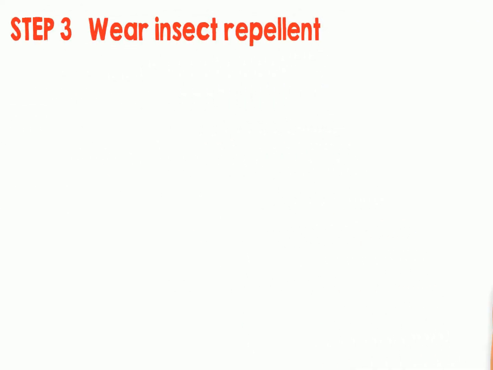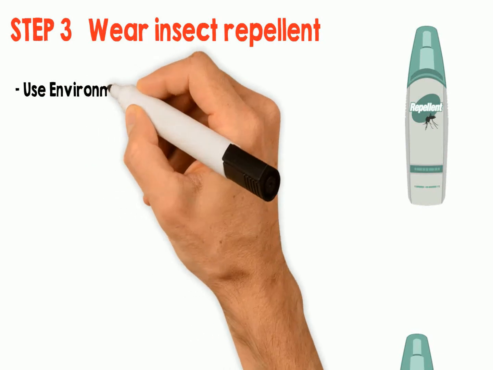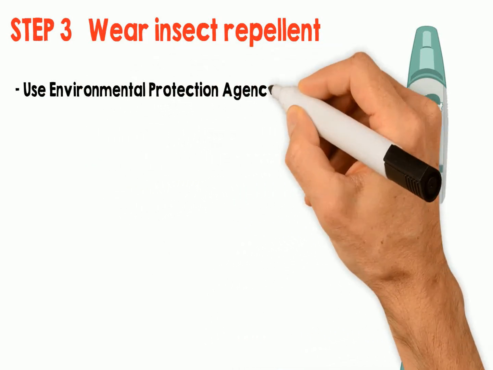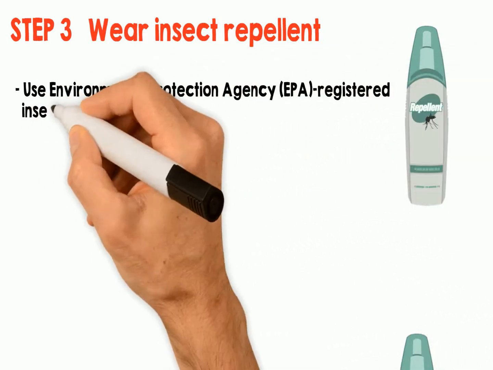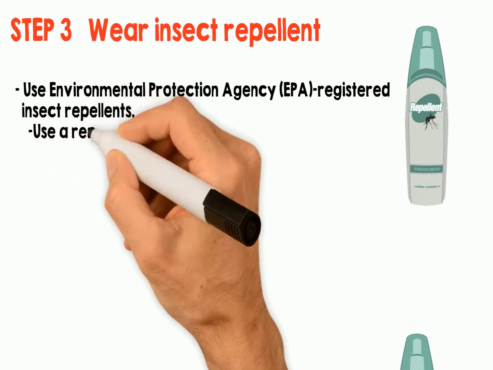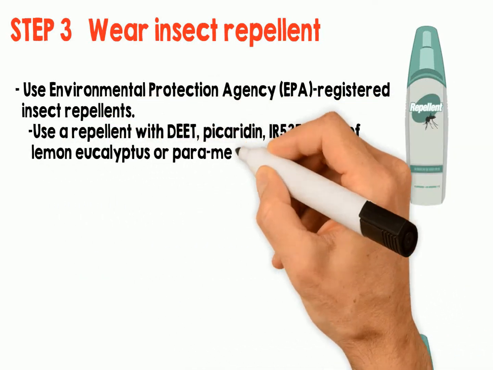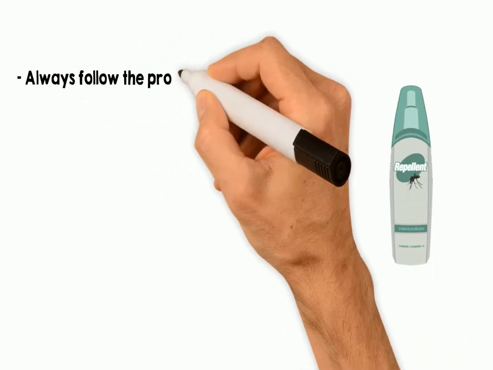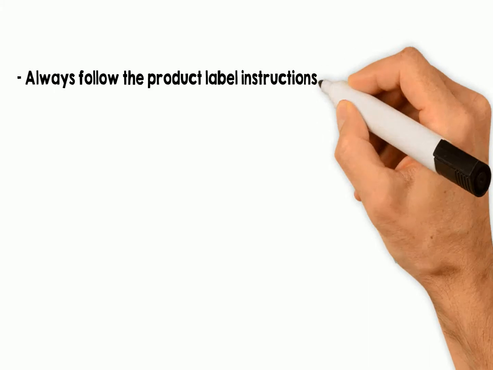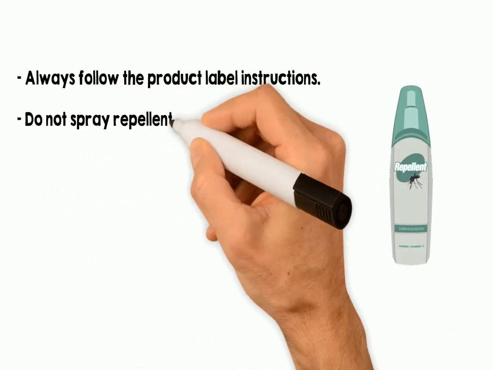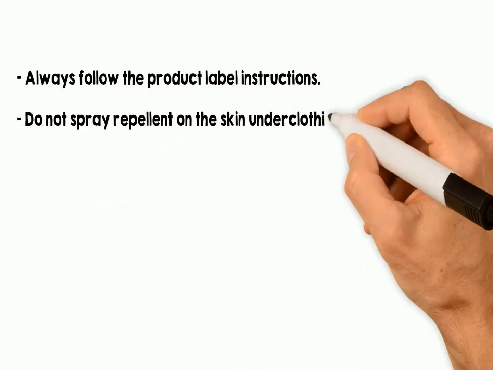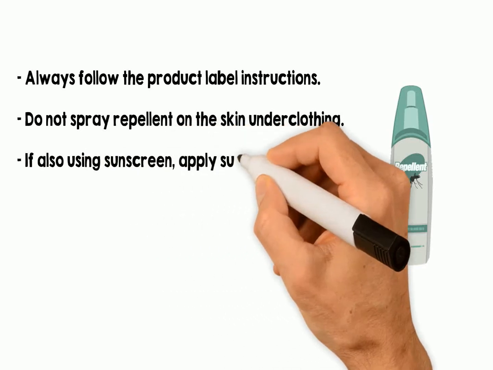Step 3. Wear insect repellent. Use Environmental Protection Agency (EPA) registered insect repellents. Use a repellent with DEET, picaridin, IR 535, or oil of lemon eucalyptus or paramethanediol. Always follow the product label instructions. Do not spray repellent on the skin under clothing. If also using sunscreen, apply sunscreen before applying insect repellent.